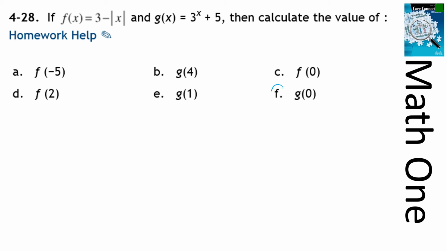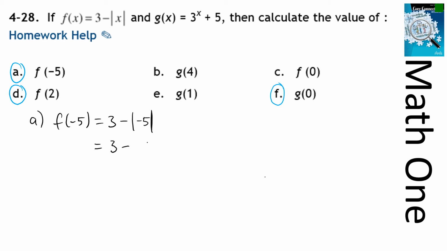I'll say we'll go ahead and do f. I guess we'll do D, and we'll do A. So we'll just do those three only. So let's do A first. f of -5 is equal to 3 minus the absolute value of -5. When I look at this, the absolute value of -5 is 5. So this becomes 3 minus 5, which is -2, and that's the answer.